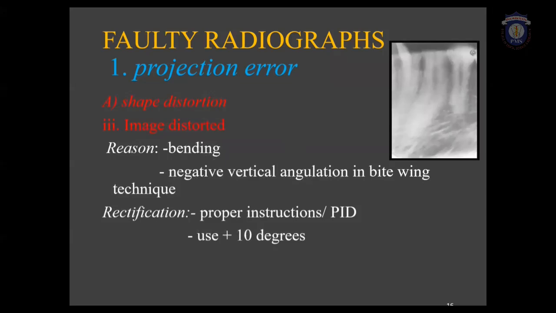Image distortion. The main reason for image distortion is bending. In bitewing technique, negative vertical angulation can also cause this image distortion. So prior to taking an image, ensure proper instructions are given to the patient about how to hold the film. You can also use a position indicating device. This can cause reduced bending. While taking a bitewing, ensure you're using a plus 10-degree angulation. So this can avoid bending or the film distortion.